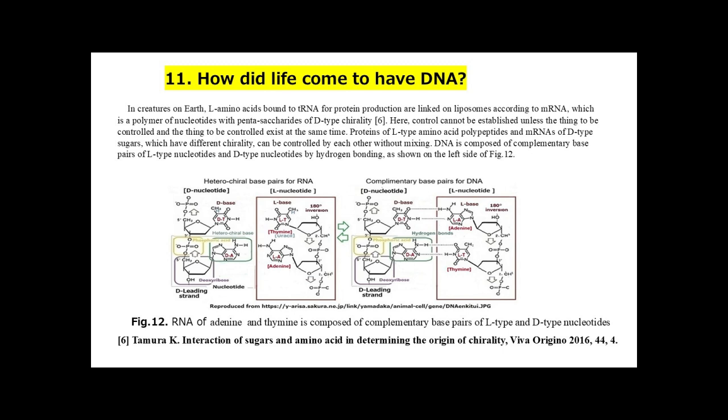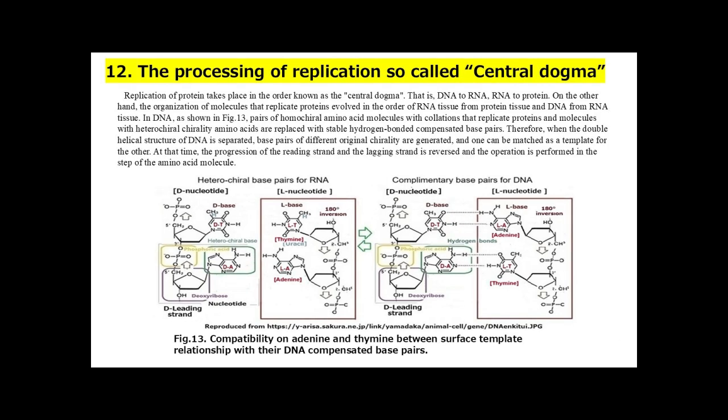DNA is composed of complementary base pairs of L-type nucleotides and D-type nucleotides by hydrogen bonding, as shown on the left side of Fig. 12. The processing of replication, so-called central dogma. Replication of protein takes place in the order known as the central dogma. That is, DNA to RNA, RNA to protein. On the other hand, the organization of molecules that replicate proteins evolved in the order of RNA tissue from protein tissue and DNA from RNA tissue.